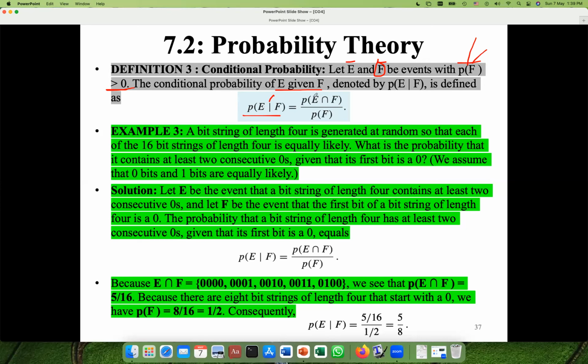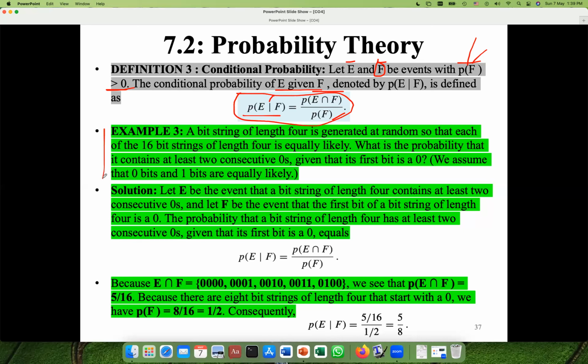And this is equal to the probability of E intersection F. You have to calculate the intersection, divided by the probability of F, which is given. So this is the equation for the conditional probability.